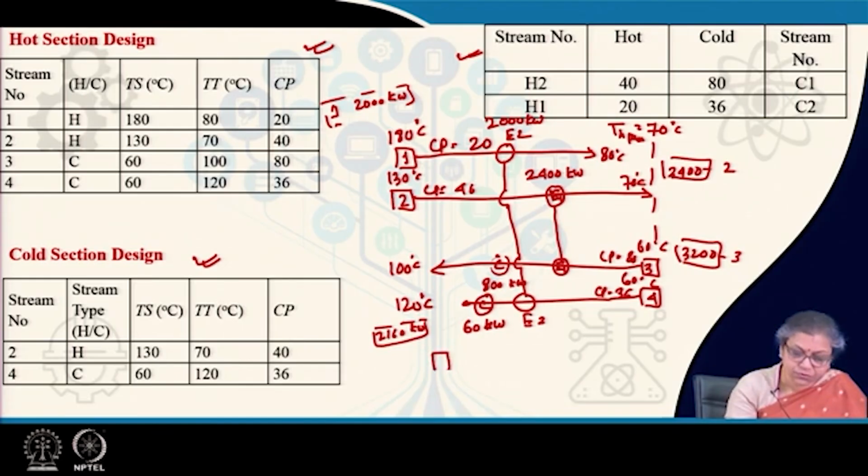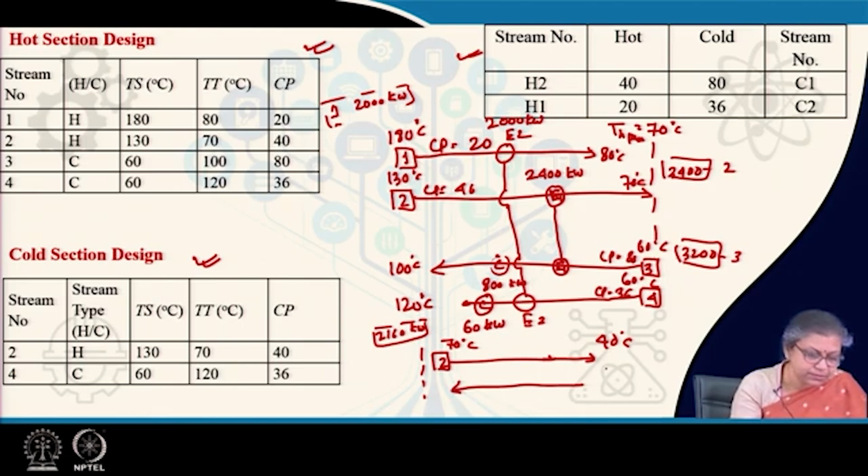You are having a stream 2. Again, this stream 2 goes from 70 degree centigrade to, say, 40 degree centigrade. The pinch is here, and then you have got another stream. This stream is, I think, stream 4 you have here. This stream 4 goes from 30 degree centigrade to 60 degree centigrade, right. The Cp for this is 36, Cp for this is 40.